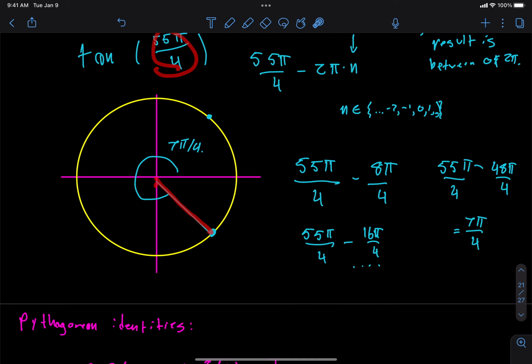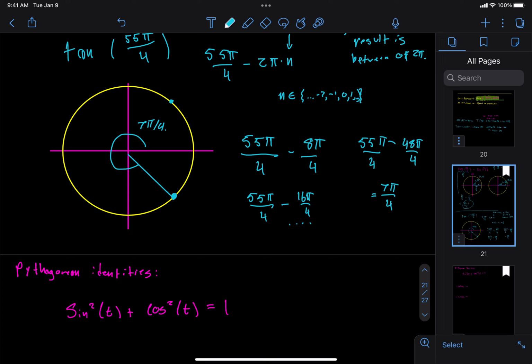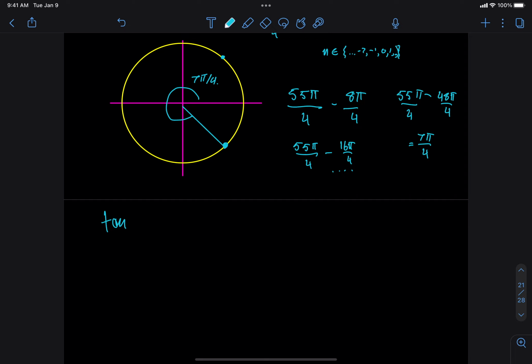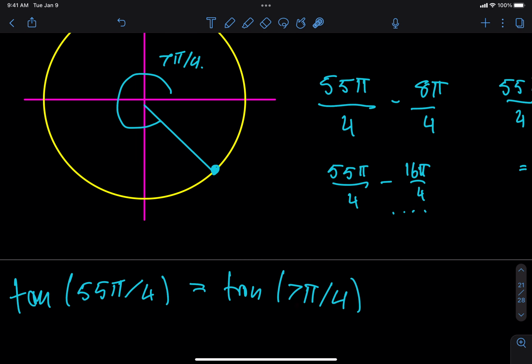Okay, so if I want to do tangent of this angle, it's the same as doing tangent of this angle. Let me add a page. So, doing tangent of 55 pi over 4 is going to be equal to doing tangent of 7 pi over 4, which the reason is these two angles are coterminal. They point at the same point on the unit circle. Okay, so what is that going to be equal to? Well, now what do I do with tangent? It's going to have something to do with the coordinates of this point, right? So let's figure out what the coordinates of this point are.